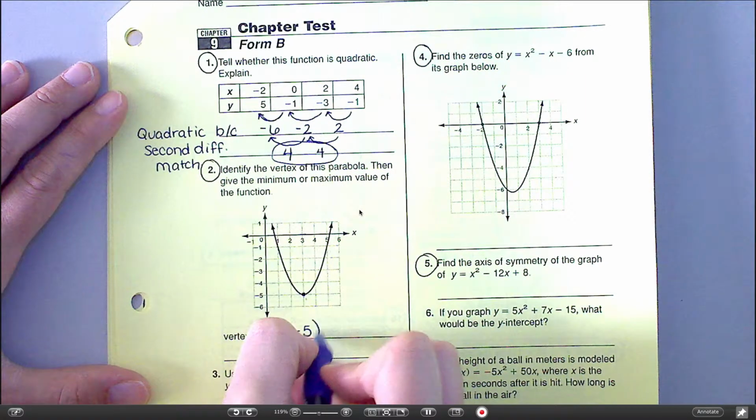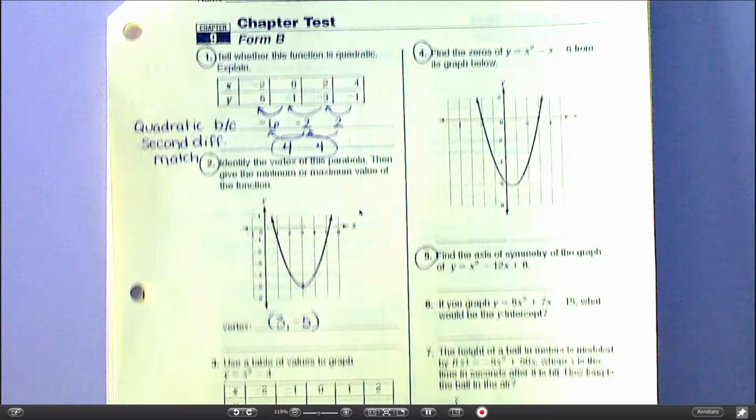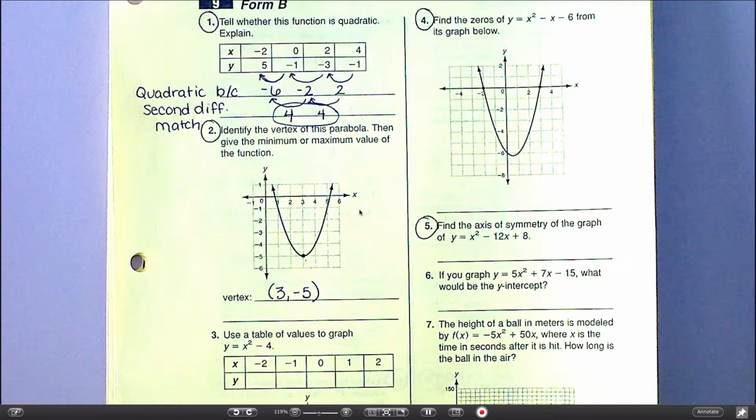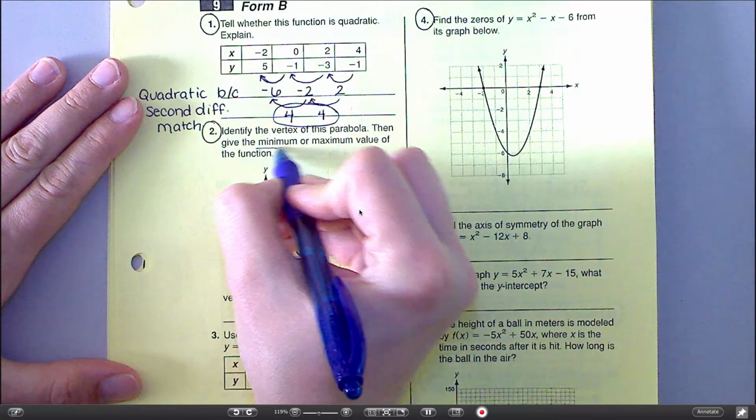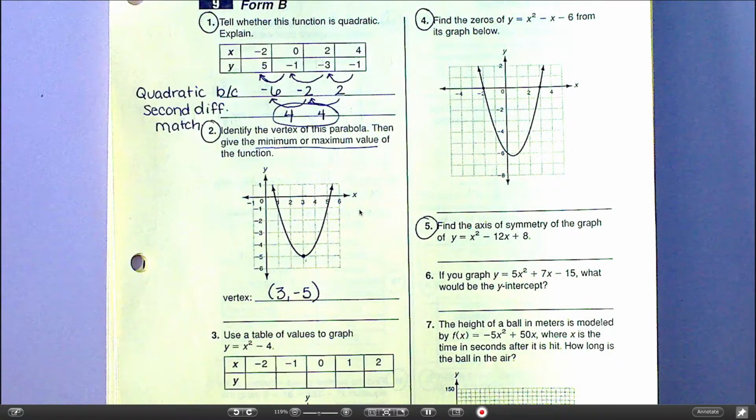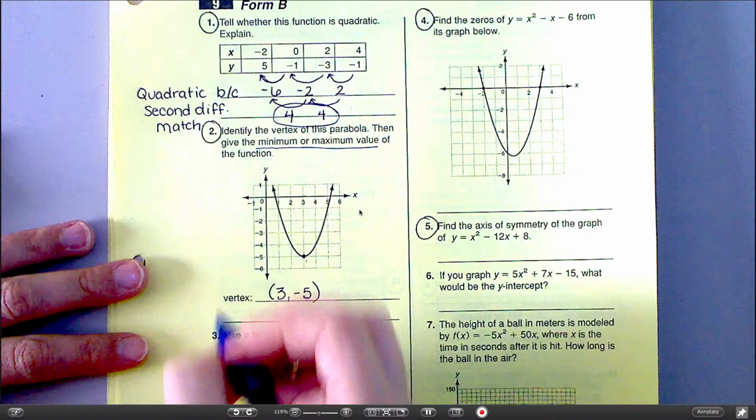Now this part is the part I want you to pay attention to because we didn't emphasize this a whole lot when we went over this in class. It says give the minimum or maximum value. So first of all, is this minimum or maximum? Minimum because it's at the bottom.